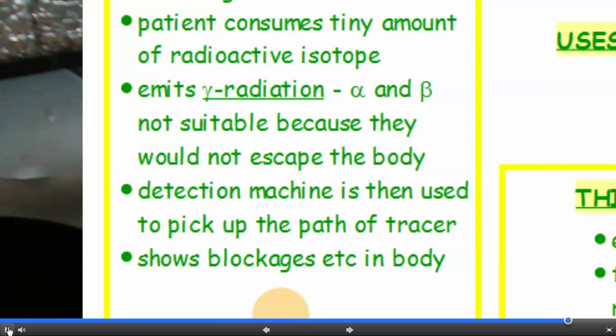The patient consumes a tiny amount of radioactive isotope, which then emits gamma radiation. Now, alpha and beta radiation are not suitable because they would not be able to escape the body. A detection machine is then used to pick up the path of the tracer, and this can show blockages and other things in the body.